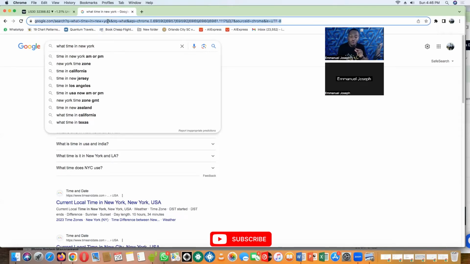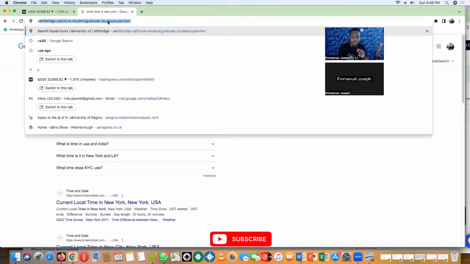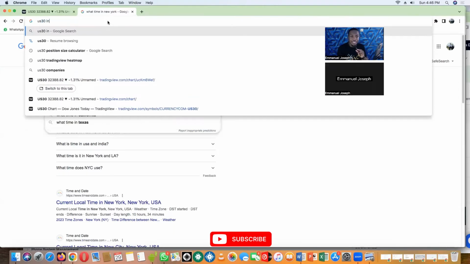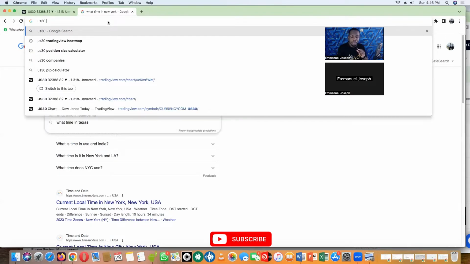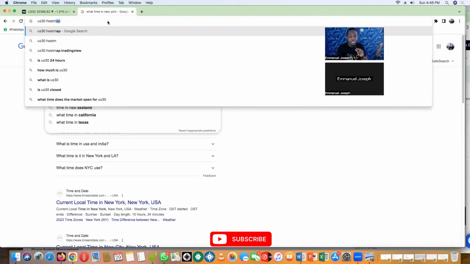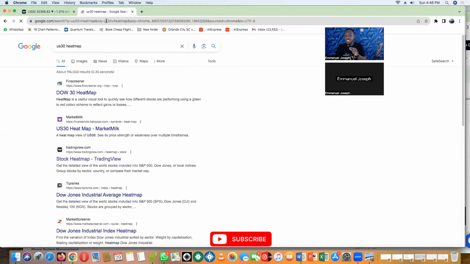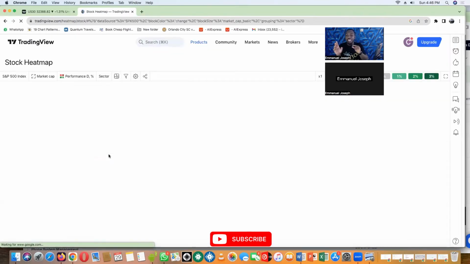Now, that's what we call the US30 heat map. It's not index, it's heat map. So I want to show you what it is. The US30 heat map is a heat map that you can use to know what's going on within the US30.